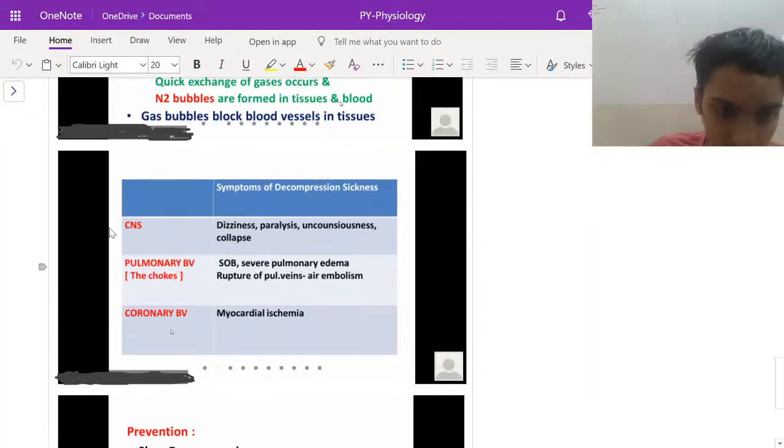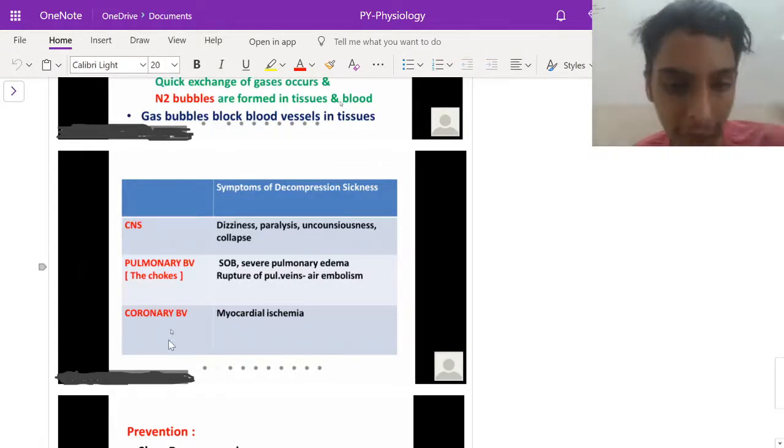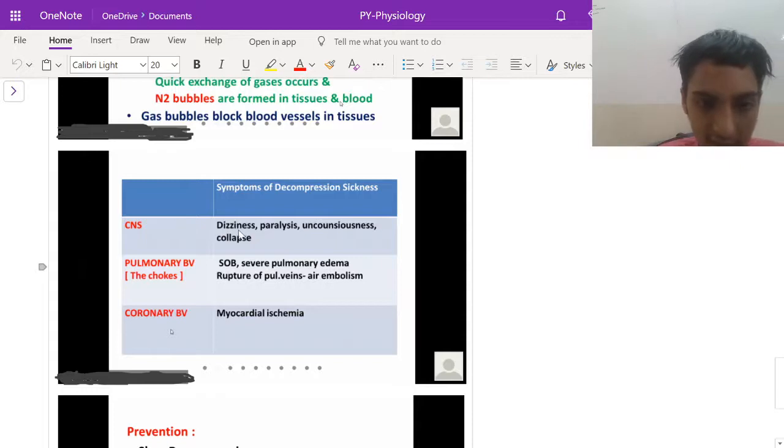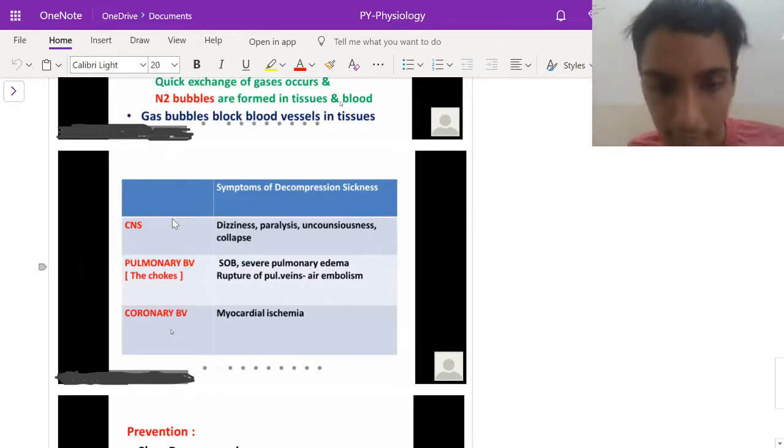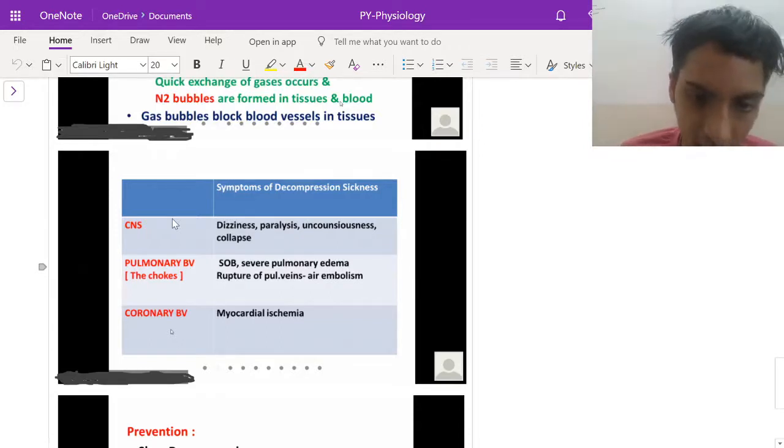Now these are the symptoms to show. We have the CNS, the pulmonary and the coronary blood flow. CNS, it causes dizziness, paralysis, unconsciousness, collapse because of positive pressure in the lungs. And pulmonary blood flow, we have SOB, severe pulmonary edema, rupture of pulmonary veins, that is called air embolism, and coronary blood vessel.